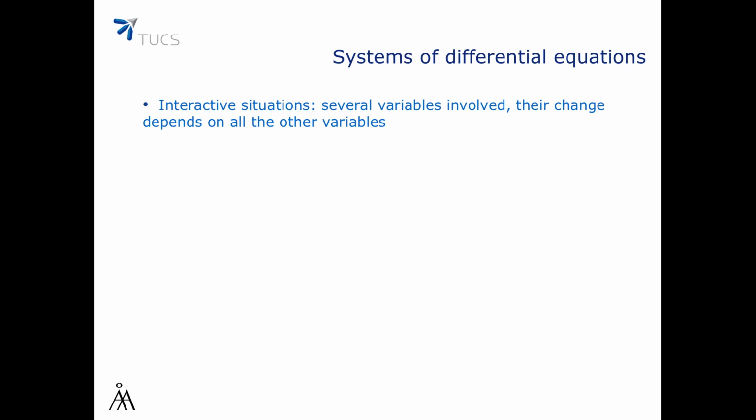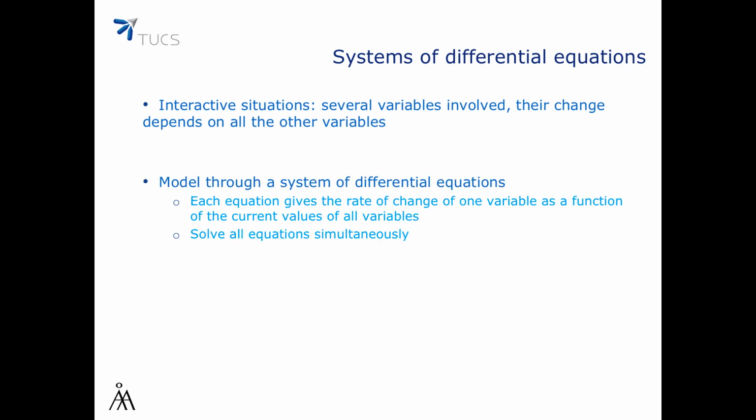For example, an animal may serve as prey for another, two species may depend on each other for mutual support, or two or more species may compete for the same resource. So in this case, we will model the situation through a system of differential equations. Each equation gives the rate of change of one variable as a function of the current values of all variables, and we will solve all equations simultaneously.